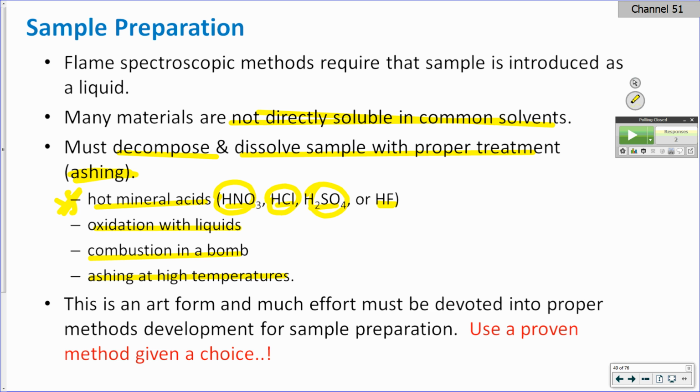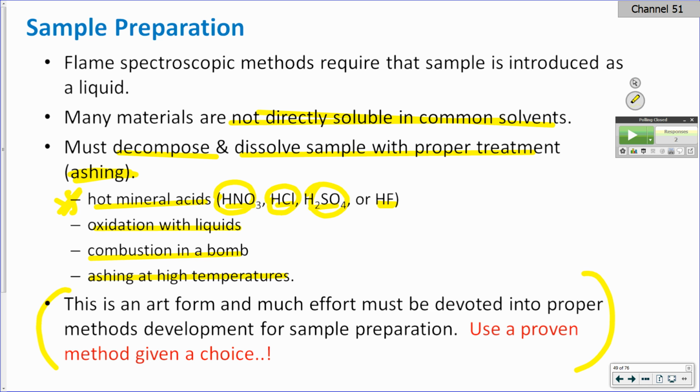And the last statement I have on here is that methods development for sample preparation is an art form. I mean, if you want to screw up an atomic technique, this is your opportunity to do it. You don't get all the sample dissolved. You have to convert the sample into some form that you can analyze. There's a lot of ways to screw up.